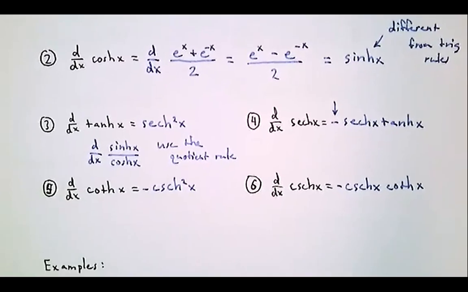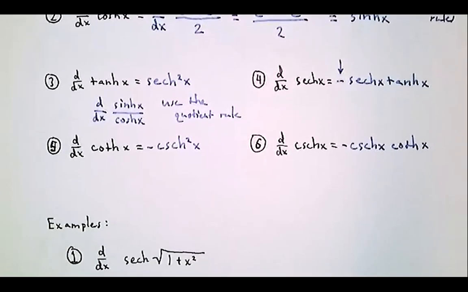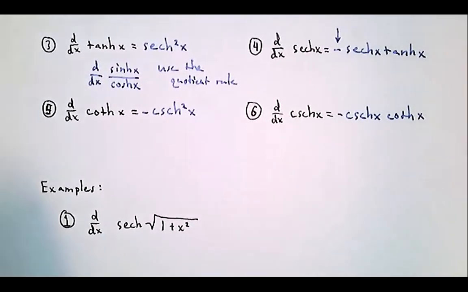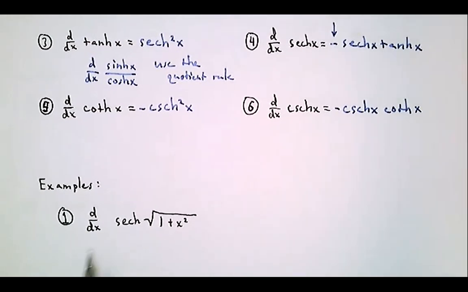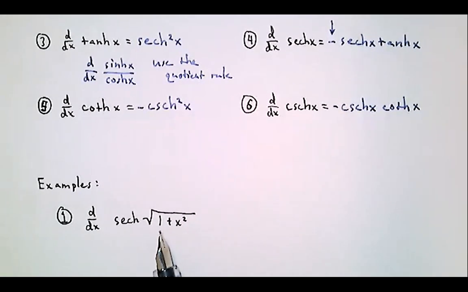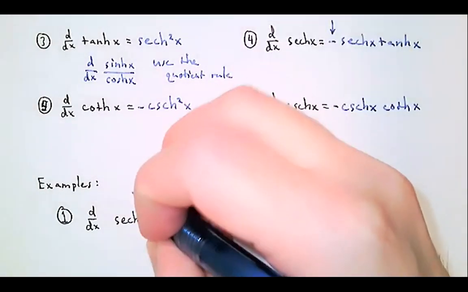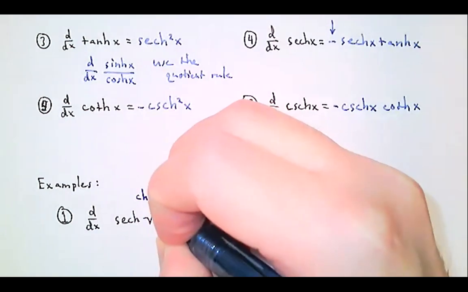Okay, and this is where we stopped last time, and where we're going to pick up this morning is with actual examples, finding derivatives, and then we're going to do some integrals as well. So we'll start with this one. We're going to find the derivative of hyperbolic secant with the square root of 1 plus x squared inside of it. Since we have a function inside of the hyperbolic secant, this is going to be a chain rule problem.